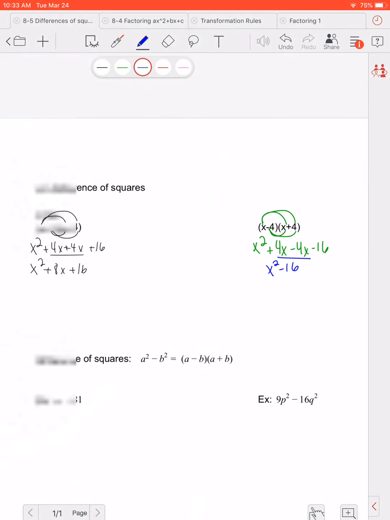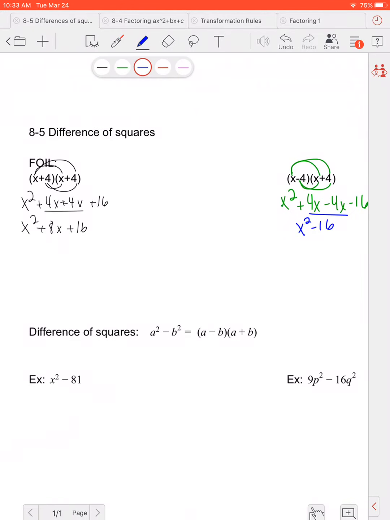Okay, so you can kind of see the difference between these. The only thing is we have an x and a 4, x and a 4, x and a 4, x and a 4. The only difference is these have both pluses, and this has one minus and one plus. So we have the exact same terms inside, just different signs. Okay, and when that happens, this creates what we call a difference of squares, okay? So we get x squared minus 16.